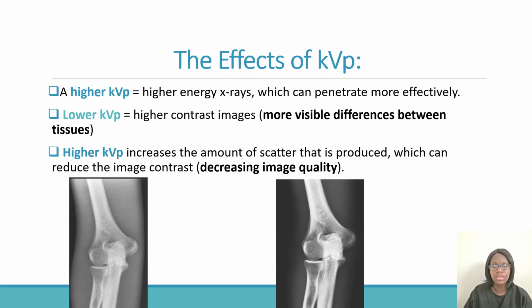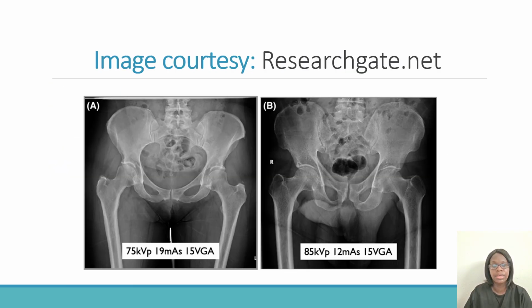So think of this: whenever you have a lower kVp, it does not produce a lot of scatter. That's why you have a higher contrast image, which is a better image because you can see more of the tissue. But whenever you have a higher kVp, you won't be able to see as much, because higher energy is producing more scatter to the image. So I hope that makes sense for you.